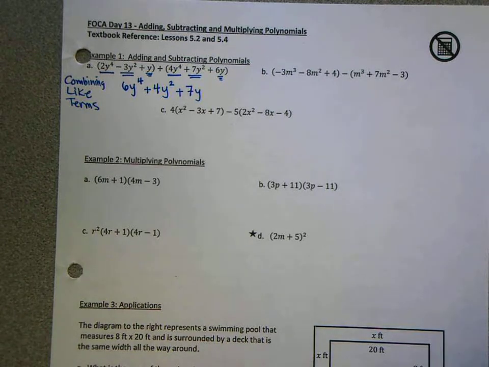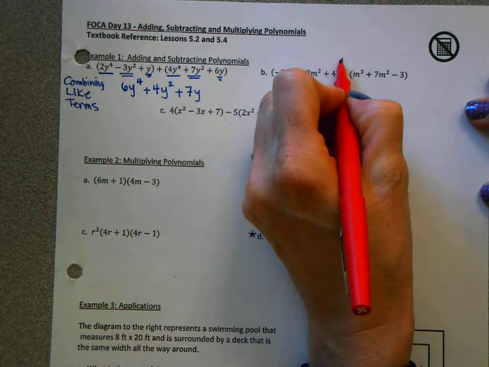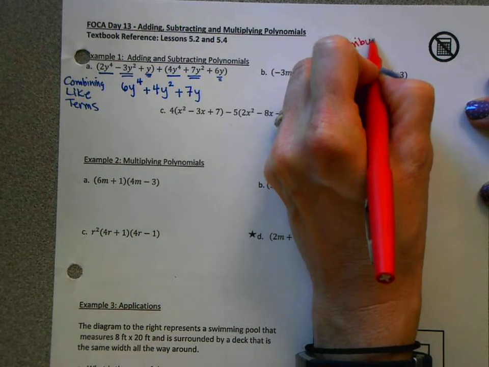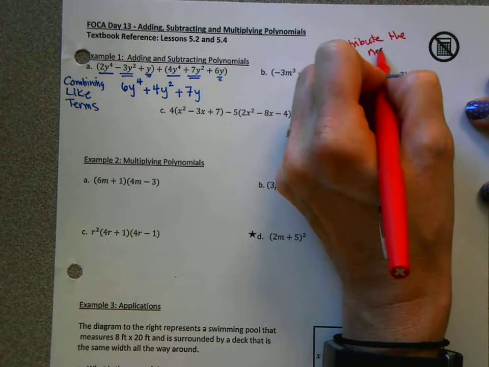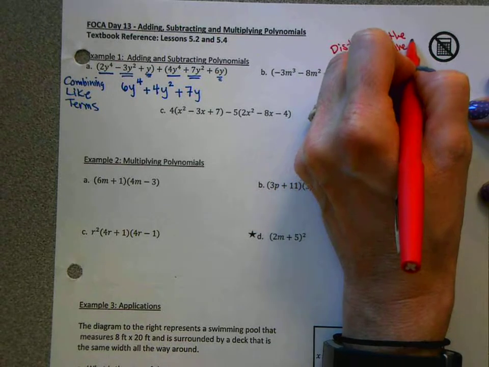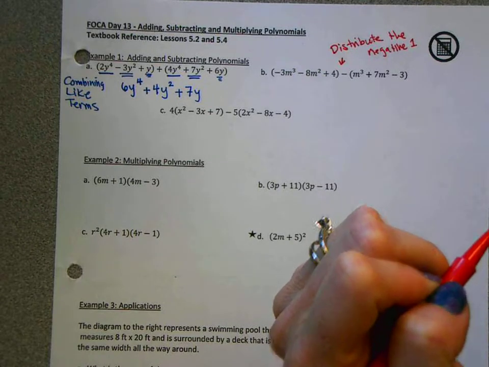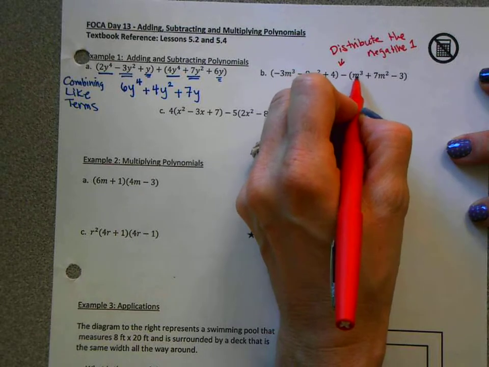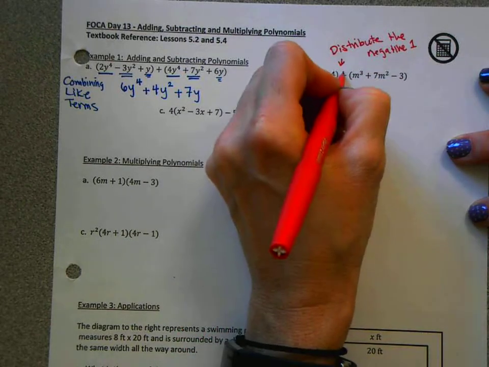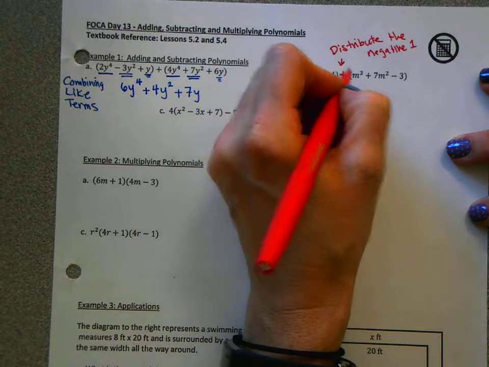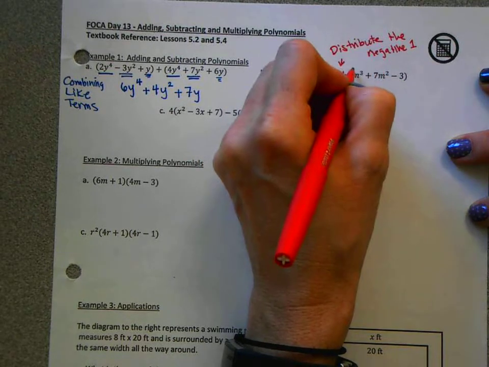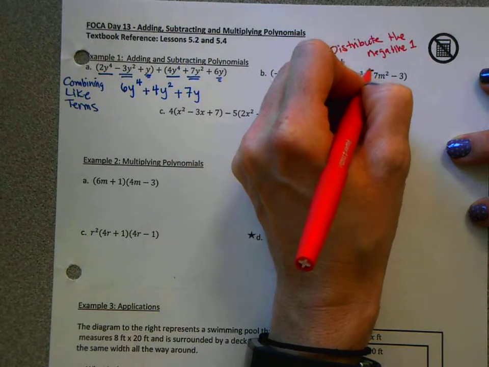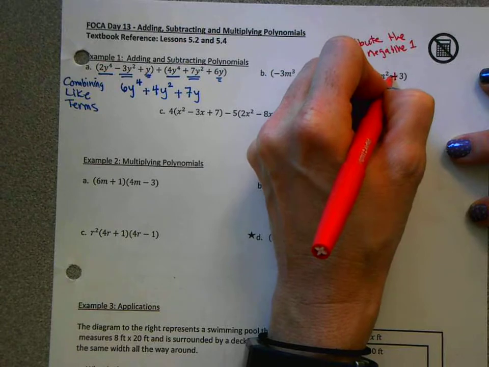All right, let's try B. B is a subtracting example, and we need to be real careful with the subtraction and make sure that before we combine like terms, we distribute the negative 1. What you're really going to do is change it from subtracting the second, all of these, to adding, and then change the sign of all of the rest of them. So into an addition problem by making it a plus. But that means each one of these has to become the opposite. So now we're going to have negative m to the third, we're going to have negative 7m squared, and we're going to have positive 3.